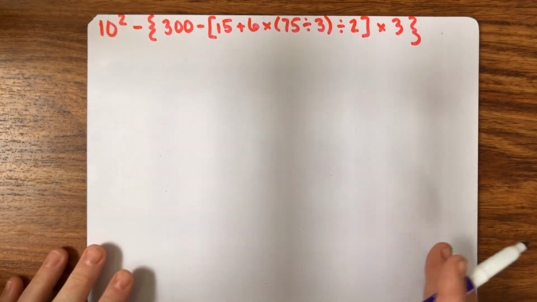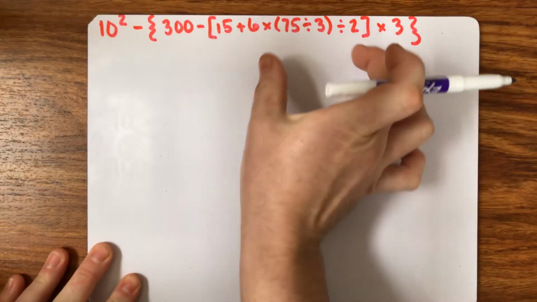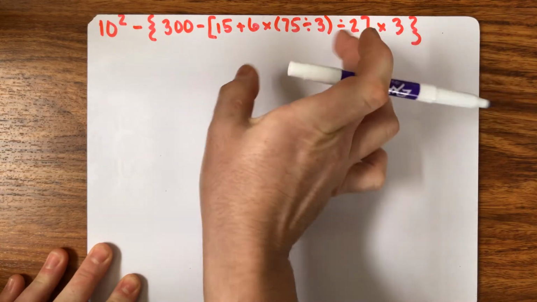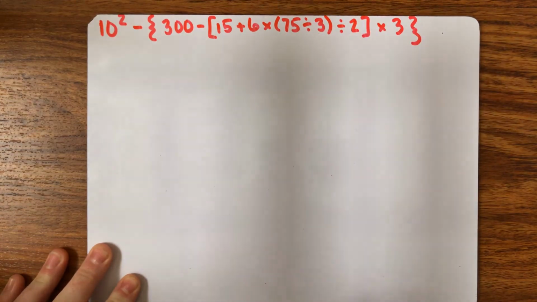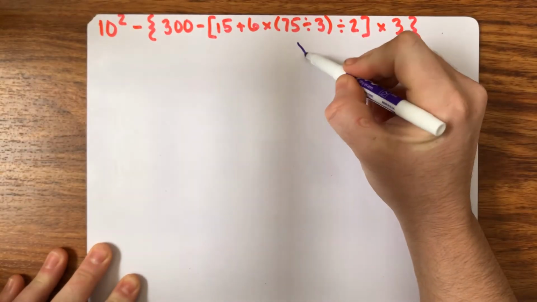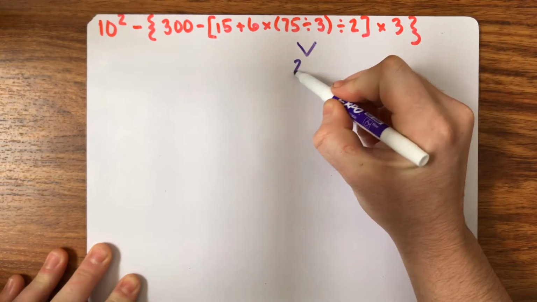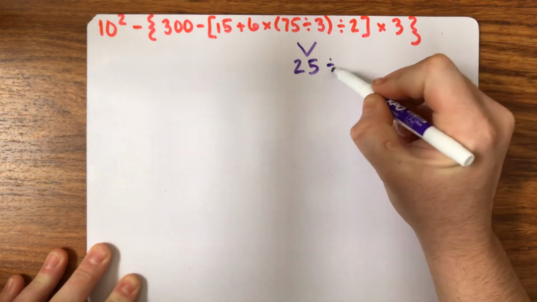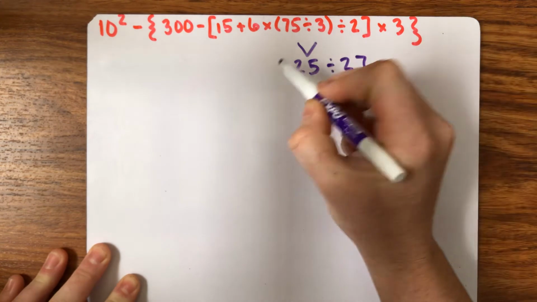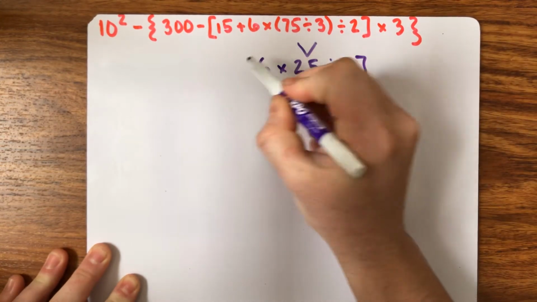The first thing we're going to do, we're going to start all the way on the inside of our parentheses, brackets, and braces, which is 75 divided by 3. So 75 divided by 3 is 25, and then rewrite everything else, bring everything straight down.